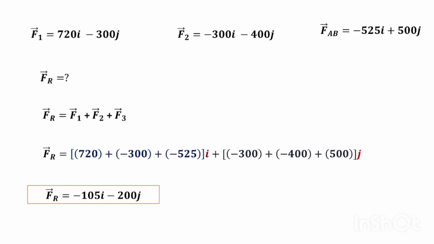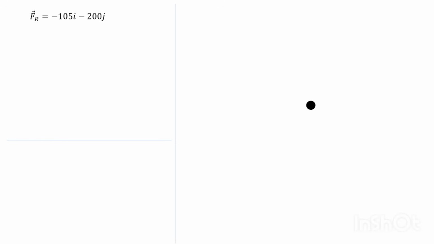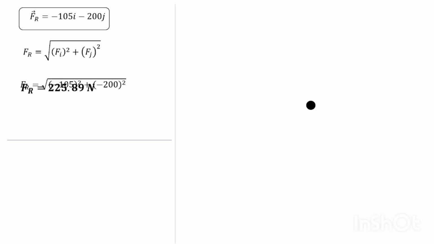But we also need to calculate the magnitude of this force as well as its direction. So to do that, we have our FR to be minus 105I minus 200J. And we know that our resultant force is the square root of the sum of the squares of both components. If it's three-dimensional forces, you're going to also have Fz raised to power 2. So if you add all this together and find the square root, you get your resultant force to be 225.89 newtons. So you can approximate it to 226 newtons.